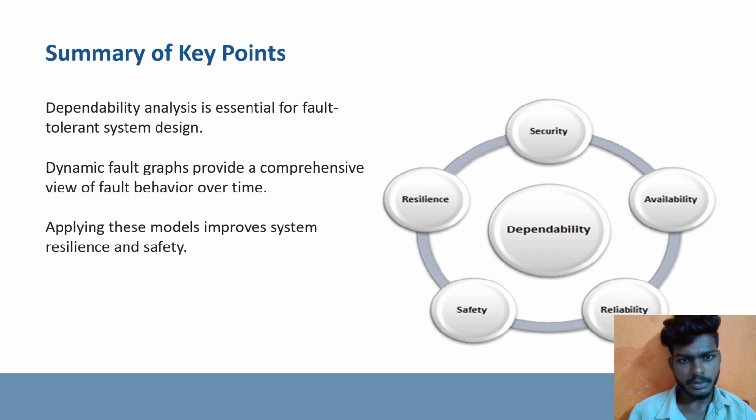Summary of key points. Dependability analysis is essential for fault tolerant system design. Dynamic fault graphs provide a comprehensive view of fault behavior over time. Applying this model improves system resilience and safety.